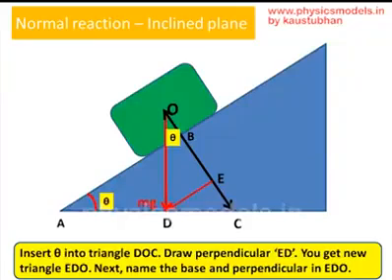After that, drop a perpendicular from D onto the line OC. That creates a point E. So we now have a triangle EDO, and the angle at O remains as theta. There is no change. So now we are looking at a right angle triangle.